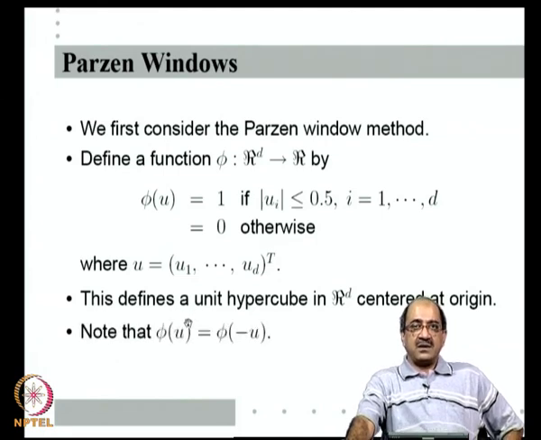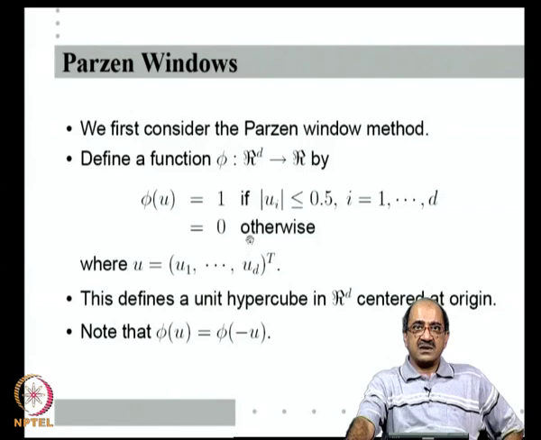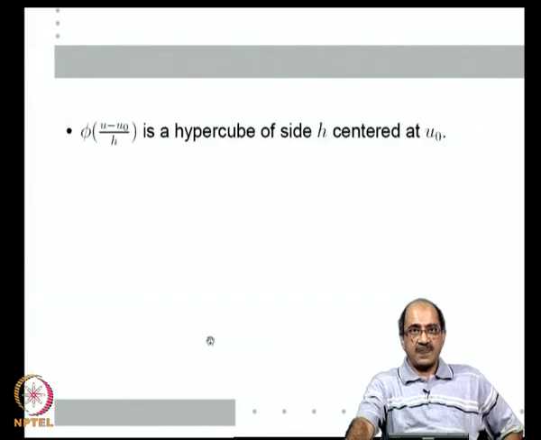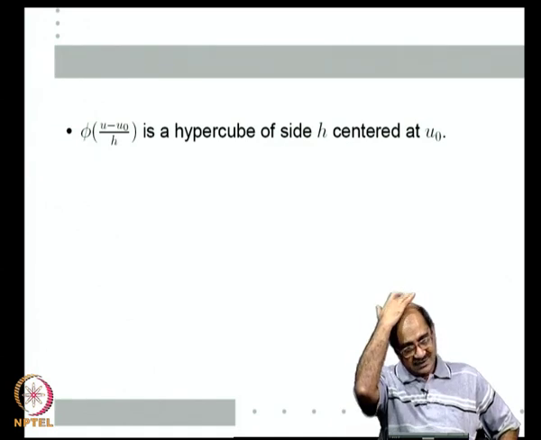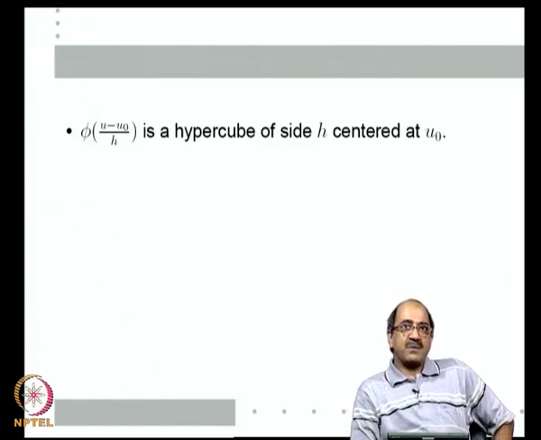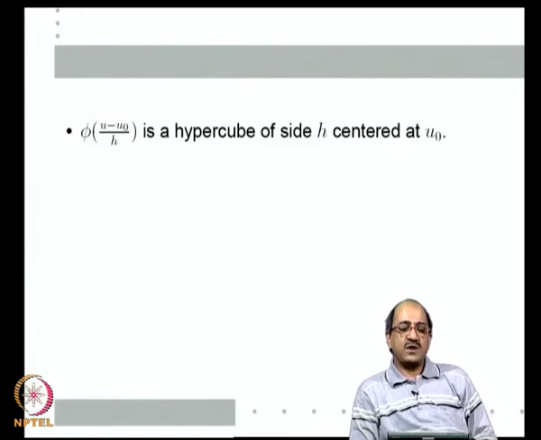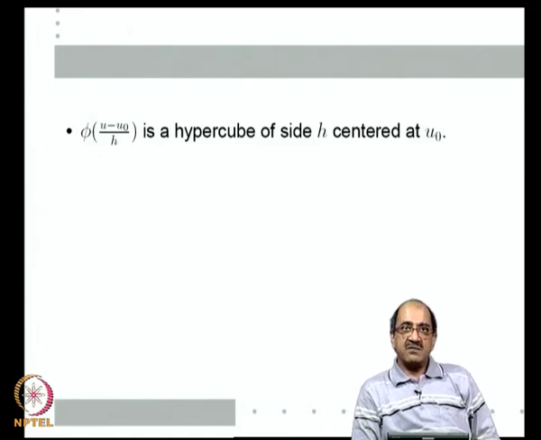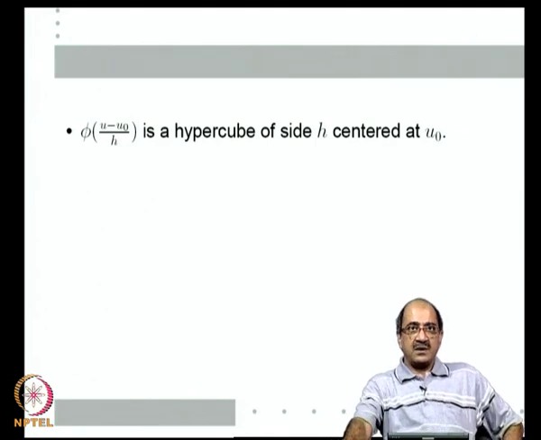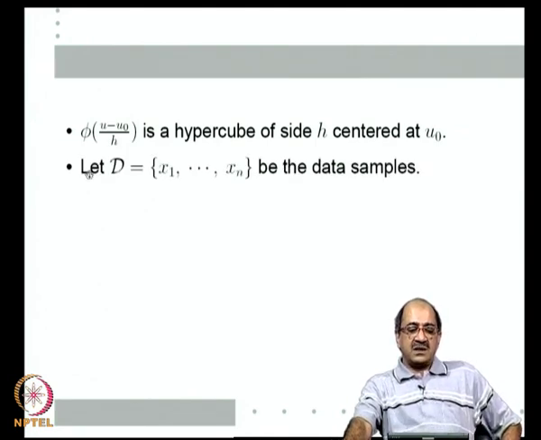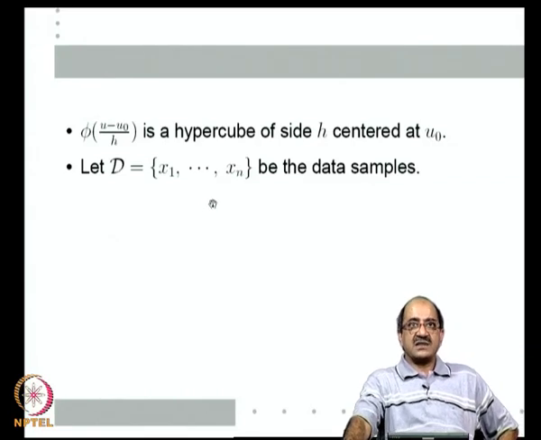We also note that because it is centered at origin and the way it is defined, phi u is symmetric, phi u is phi of minus u. So, if I do a translation and scaling of phi, then phi of u minus u 0 by a translation would be a unit hypercube centered at u 0. So phi of u minus u 0 by h will be a hypercube of side h centered at u 0. Now, let us say as usual x1 to xn are the data samples.